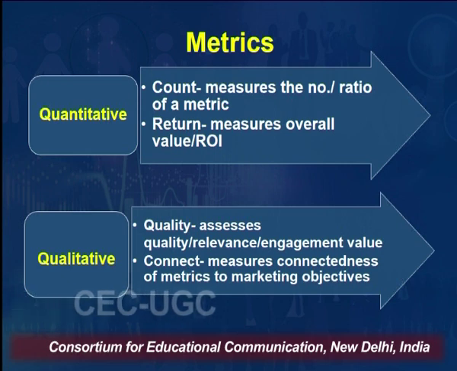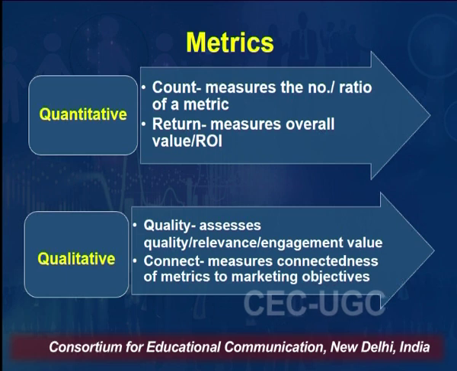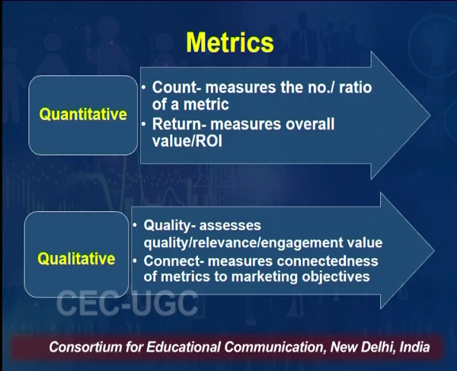Now, when you talk about Web Analytics 2.0 and we are looking at both quantitative as well as qualitative metrics, let us look at what can be the possible measurements or key indicators when it comes to quantitative and qualitative. So, when it comes to quantitative, one can largely look at two possible metrics. One is the count. Now, by count we mean either the number or the ratio of maybe the visitors. So, it is basically the number and the ratio of a metric.